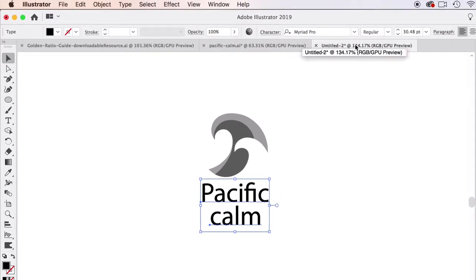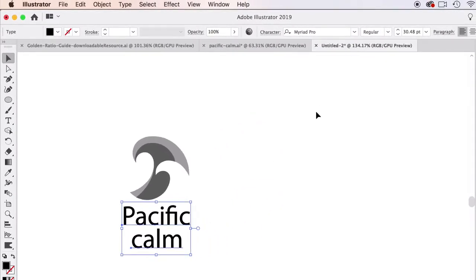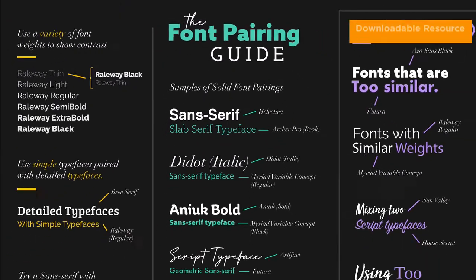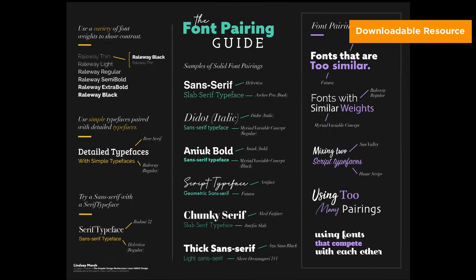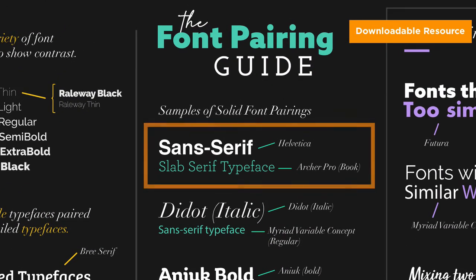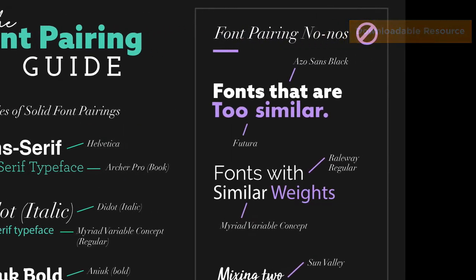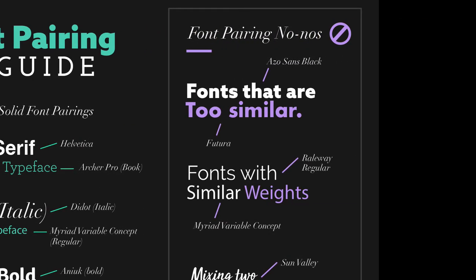So, type choices. I have a really cool guide. It's a font pairing guide. It's a downloadable resource. You can check it out. It gives you some font pairing choices that I like. Of course, there's hundreds of different ones that look great. It's really up to you, but these are some I've used in the past, like pairing a sans serif typeface with a serif. And some no-nos: you never want to put two very similar typefaces together, because then they're not differentiated enough.